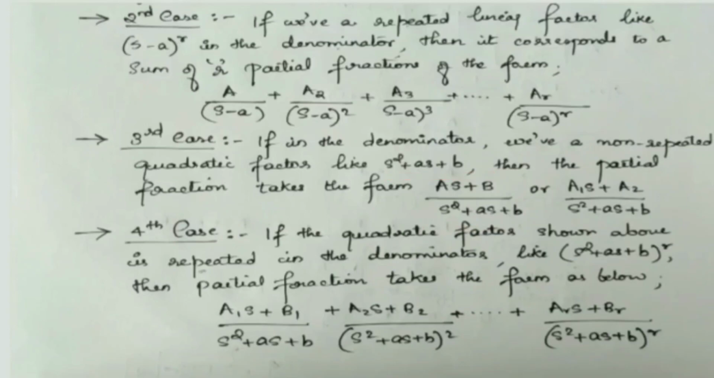Now, if we have a repeated quadratic factor like s square plus as plus b raised to r in the denominator, then the partial fraction takes the form A1 s plus B1 by s square plus as plus b, plus A2 s plus B2 by s square plus as plus b the whole square, plus etc., plus Ar s plus Br by s square plus as plus b raised to r.